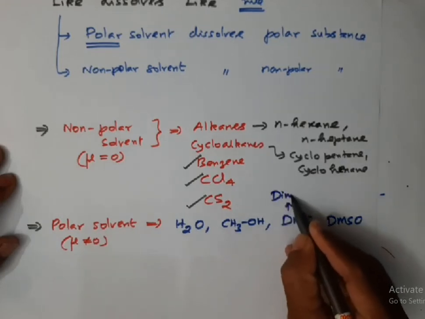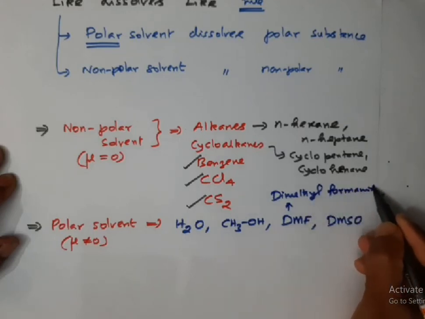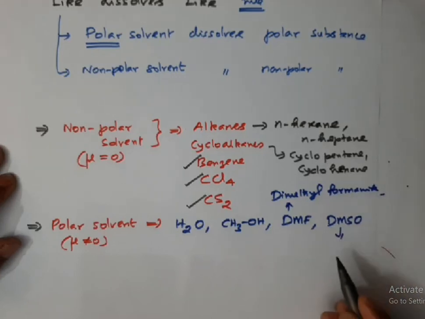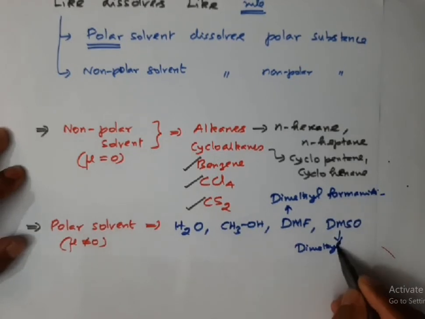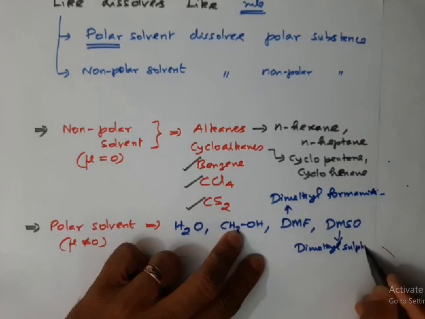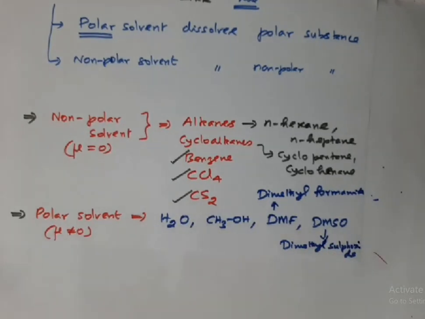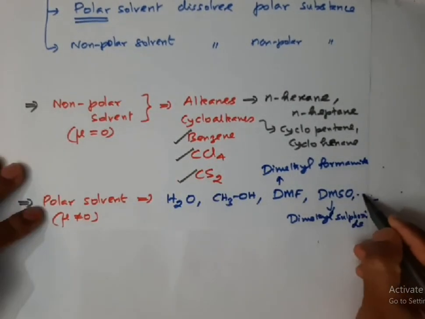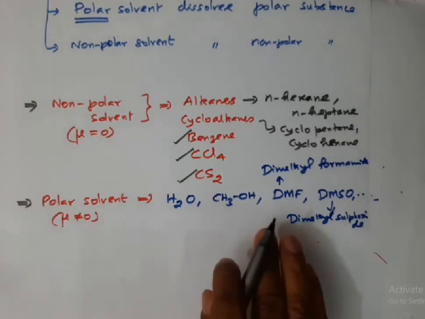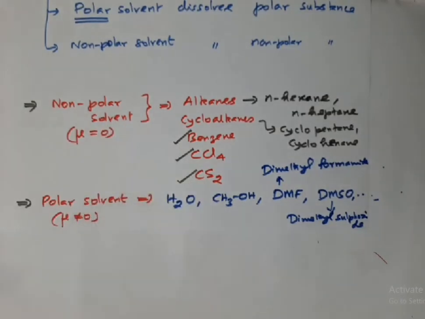I'll write here dimethyl formamide, and this is dimethyl sulfoxide. Students, plenty of examples are there; I have given a few here. These are all examples of polar solvent. This is non-polar solvent and these are polar solvent.